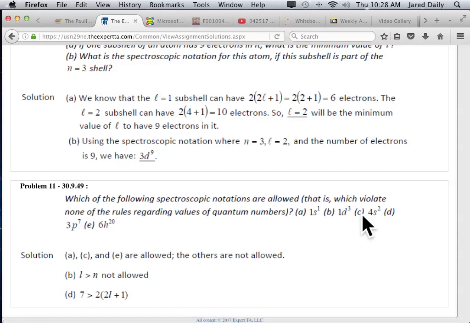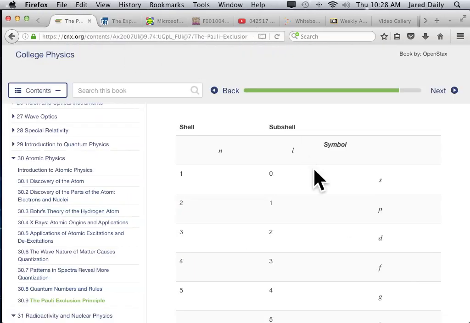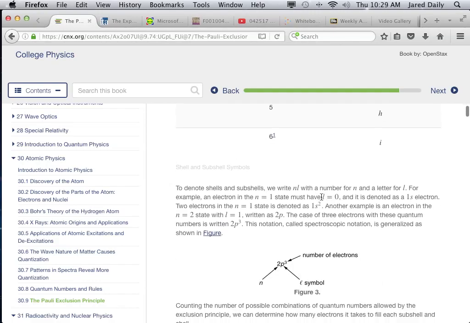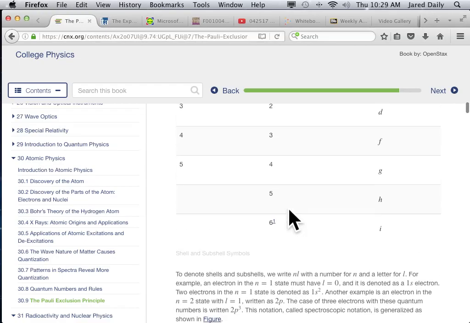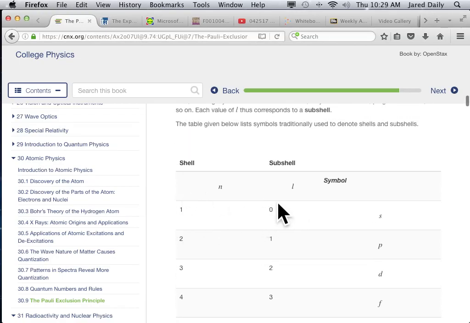What is 1s1? Well, let's go back to our thing here. 1 is n here. S is L equals 0, right? And then you have the 1 at the end, which tells you how many electrons are in there. So 1s1 would be n equals 1, L equals 0 for S. When it's S, it means L equals 0. That's allowed because when n equals 1, L can only equal 0. That's your only option. But there's only one electron in the shell. Is that allowed? Yes, it is.